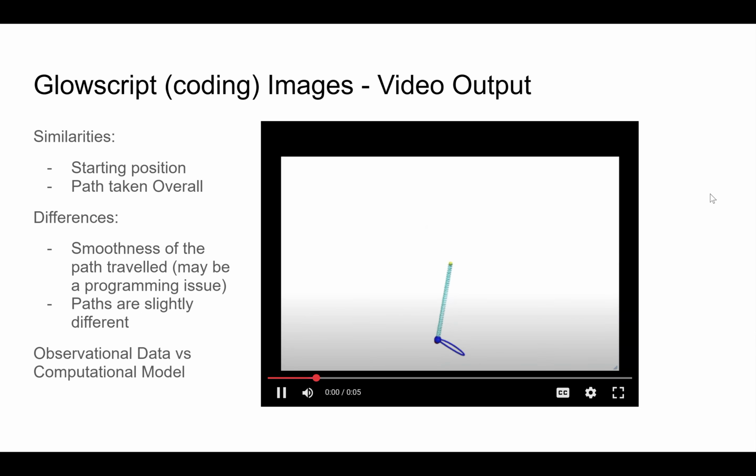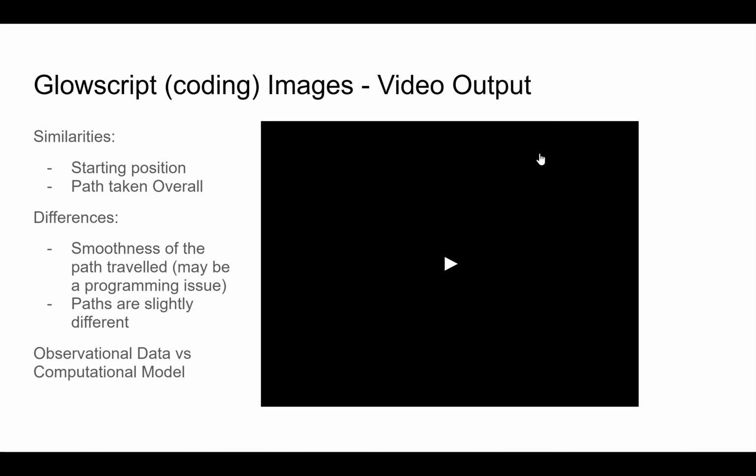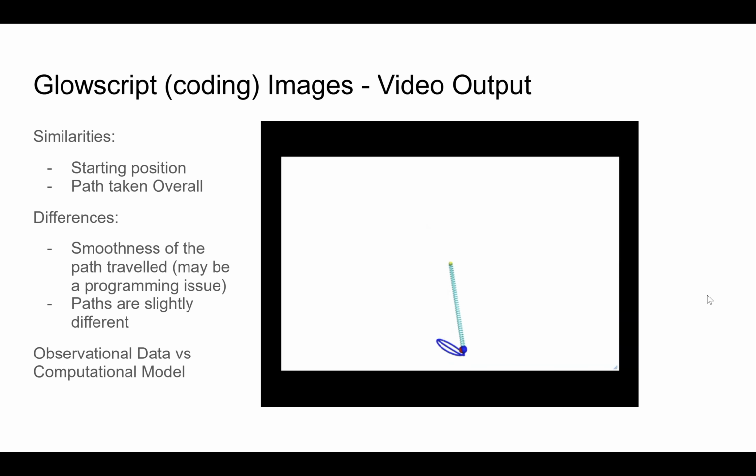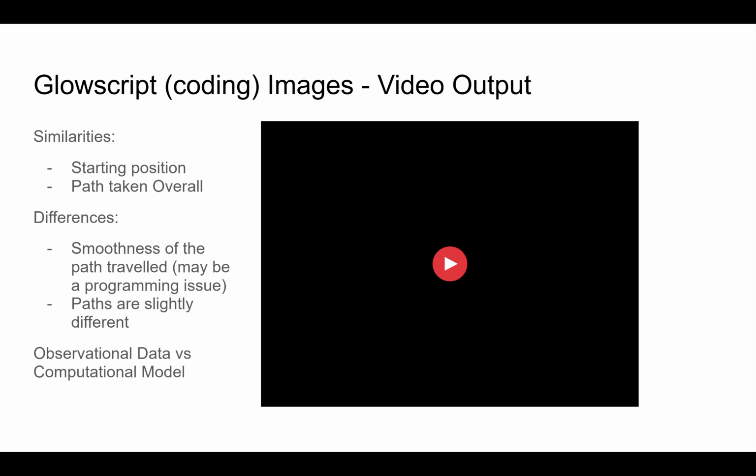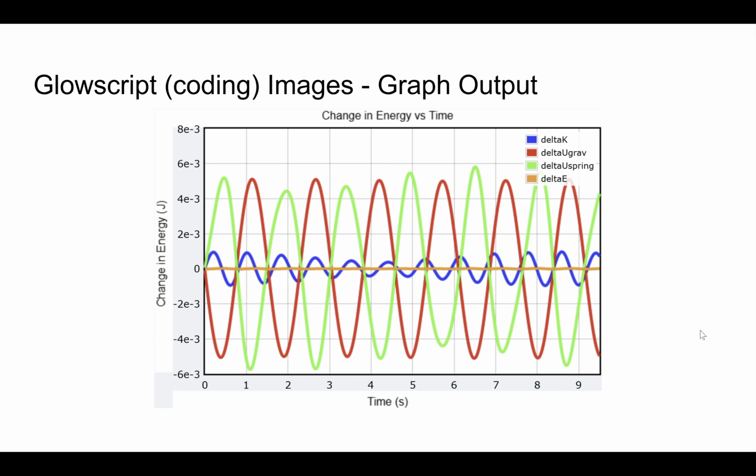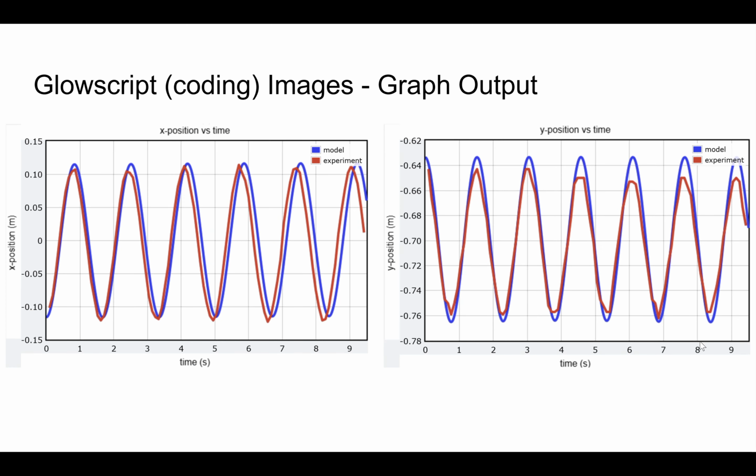For similarities, the starting position and the basic path taken overall are the same. For differences, the smoothness of the path travel is different. The tracker data path is slightly less smooth, but that might be just a programming issue. The paths are also slightly different. This is the energies graph, and these are the X and Y position versus time graphs.